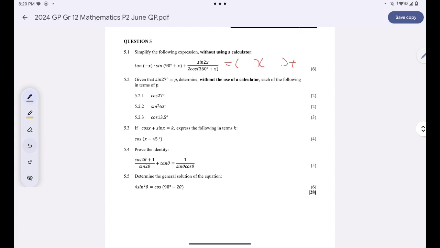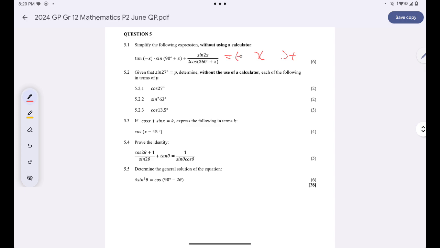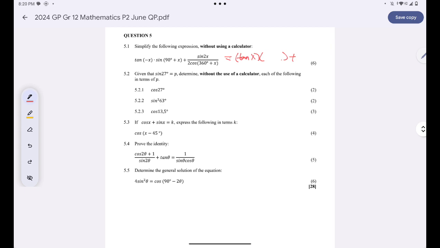Let me try to write neatly. Negative tan x, and then whenever I see 90 plus or 90 minus, I must change to the co-ratio. But before I do that, I need to check whether this sign 90 plus is positive or negative, and then I'll just change to the co-ratio. 90 plus is in the second quadrant and sine is positive, so I'll just change to a positive cos. And then I have sine 2 theta, which can be written as 2 sine x cos x, right?